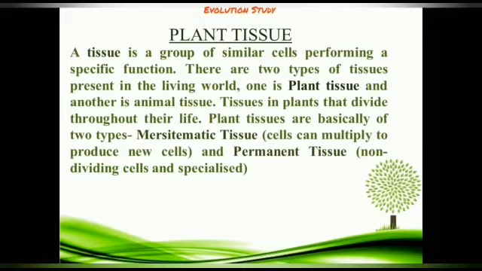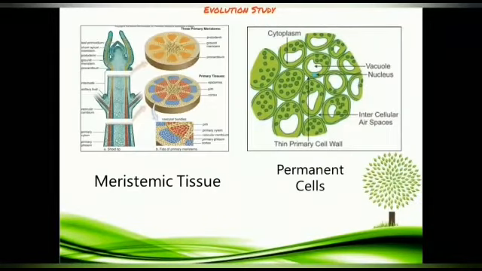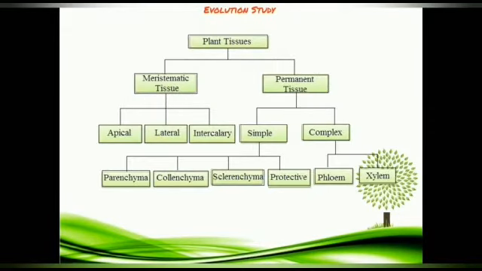Plant tissues are basically of two types. Meristematic tissues, where the cells can multiply to produce new cells, and the permanent tissues, the non-dividing cells that are specialized. A picture of the meristematic tissue as well as the permanent cells are given here. Plant tissues can be divided into two types, meristematic tissue and permanent tissue.